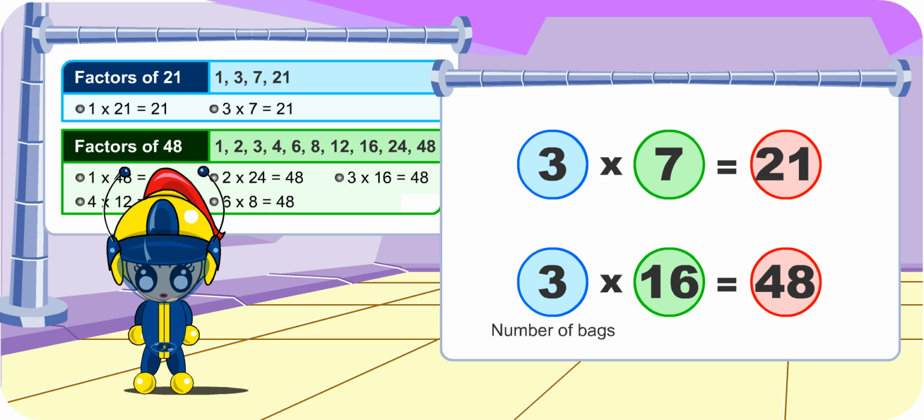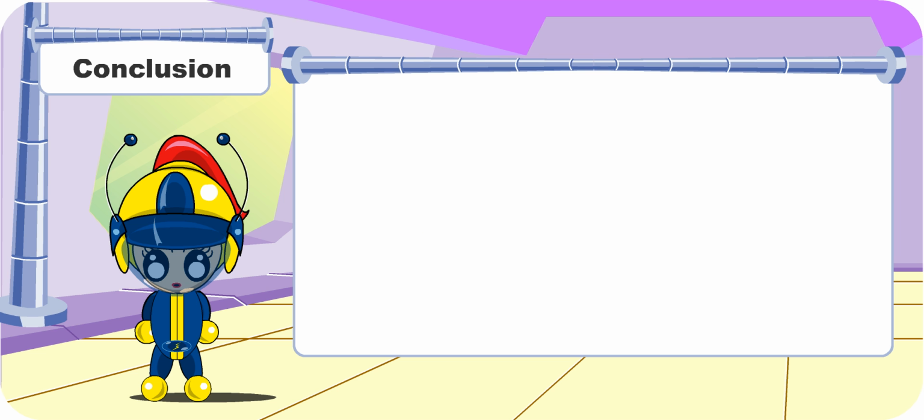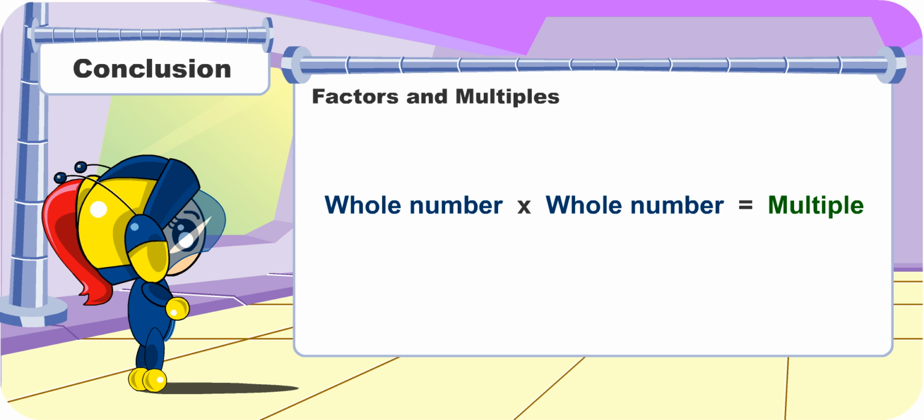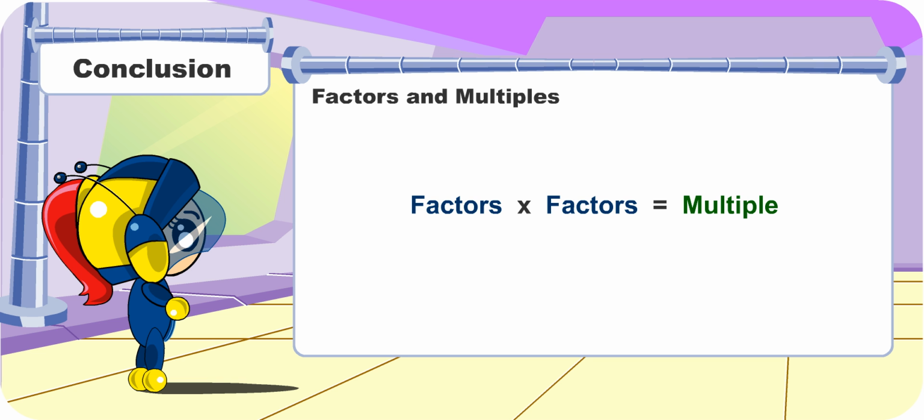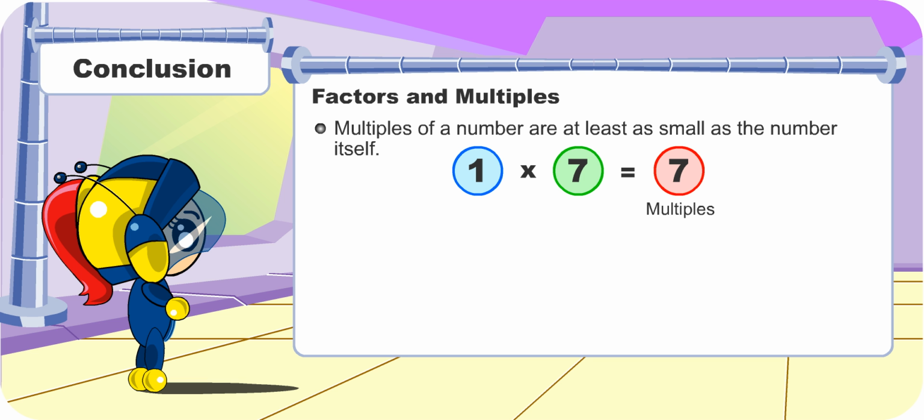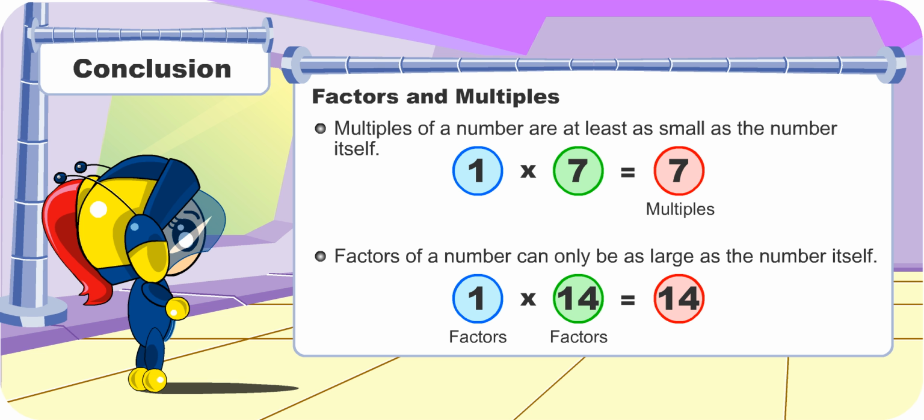Factors and multiples are so useful and interesting. Teacher, thanks for the very interesting lesson today. You're welcome, Turbo Girl. Are you clear now about how factors and multiples are related? Multiples of a number are obtained just by multiplying that number by a whole number. The two numbers that are multiplied together are also known as factors. Multiples of a number are at least as large as the number itself. Factors of a number can only be as large as the number itself.